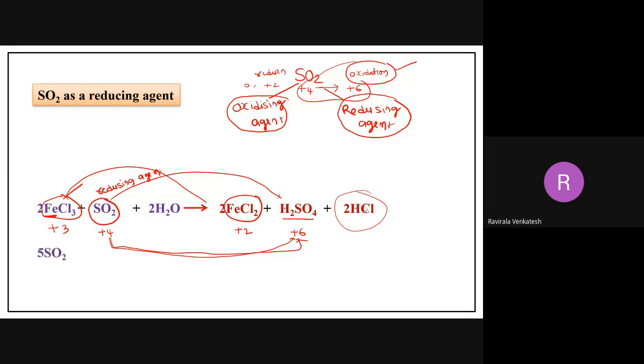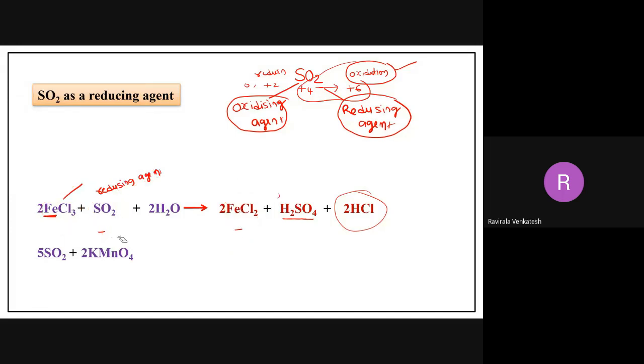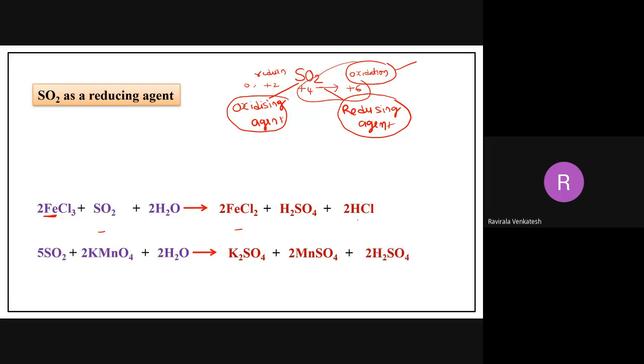Okay, right. And one more reaction also we'll see. KMnO4 is a very important reaction used in volumetric analysis. When SO2 reacts with KMnO4, here also SO2 acts as what? Reducing agent. Let me see if it is correct or not. See, KMnO4. Tell me, what is the oxidation state of manganese?